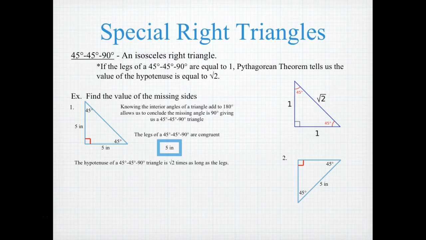And the hypotenuse of a 45-45-90 triangle is root 2 times as long as the legs. So if a 45-45-90 triangle has legs of 5 inches, then the hypotenuse would have to be equal to 5 root 2 inches.